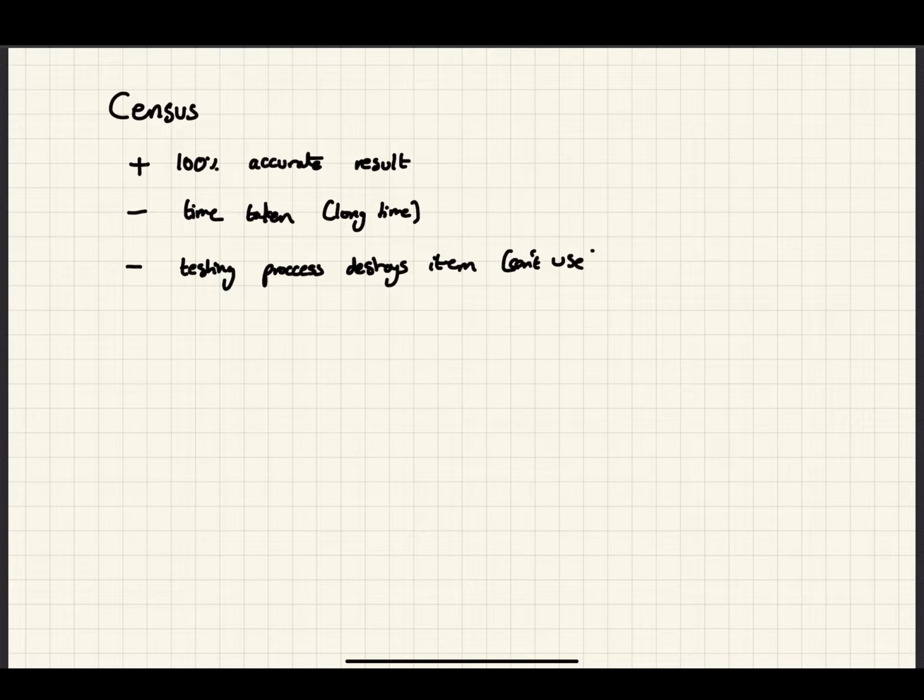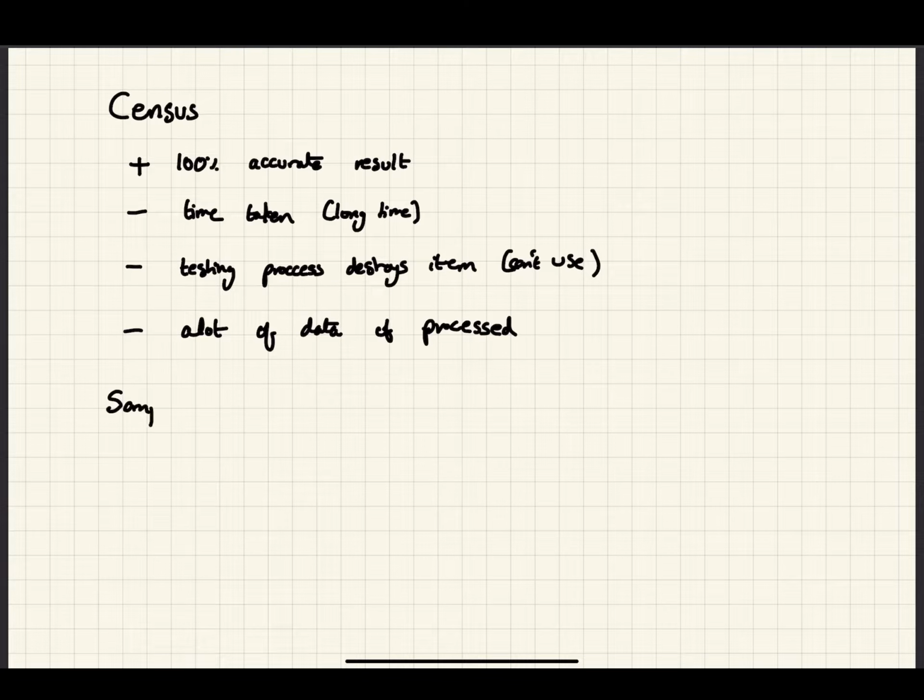So you can't use it then because if you're destroying the item, you can't keep getting the item back to give to other people. And the other thing is there's a lot of data to process. If you imagine there's a big amount of data, you need to do a lot of number crunching, and that's not always the easiest task. So there's a lot of data processing involved. Cool. So that's some of the advantages and disadvantages of a census.